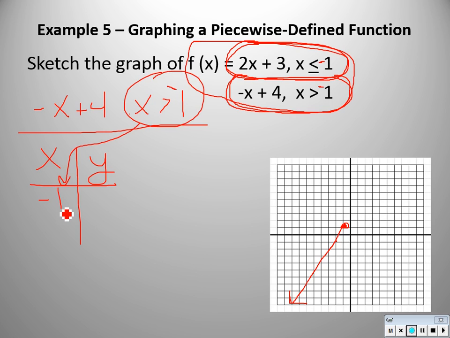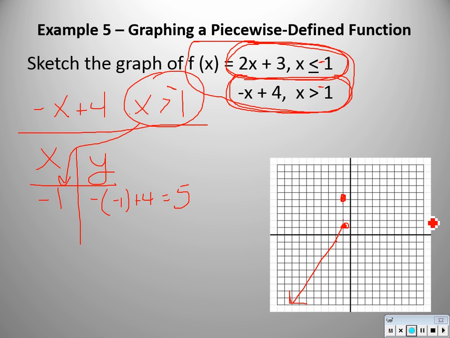So when I put a negative 1 in for x, I have negative 1 plus 4, which when I work that out is going to be positive 5. So I have negative 1, positive 5, which would be a point that's right about here.